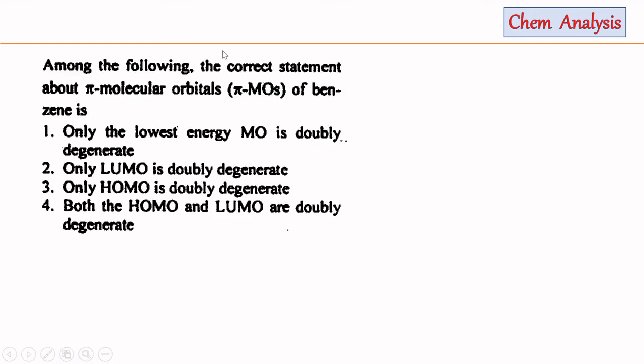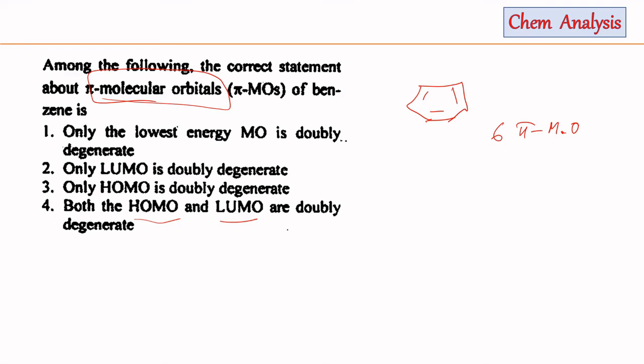And in the next question, we have to tell about the correct statement about the pi molecular orbital of benzene. For that you have to draw the pi molecular orbital of benzene, and tell about the statement regarding HOMO and LUMO. That is, the degeneracy of HOMO and LUMO you have to tell. Now, since in benzene there are 6 p orbitals involved in forming the molecular orbitals, there will be 6 pi molecular orbitals.